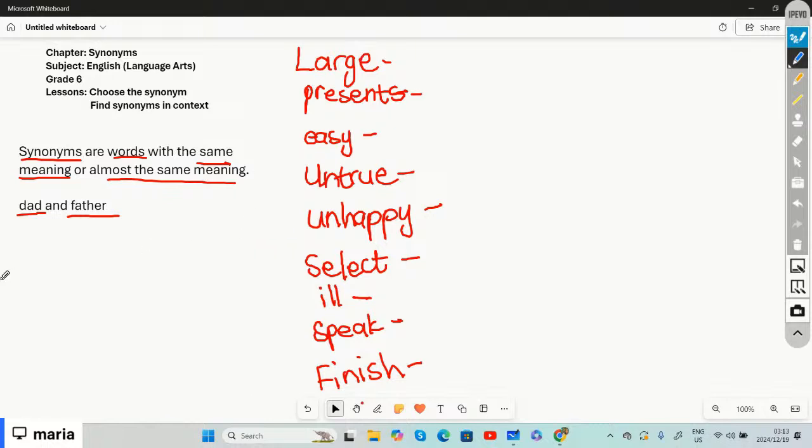Large, presents, easy, untrue, unhappy, select, ill, speak, and finish.